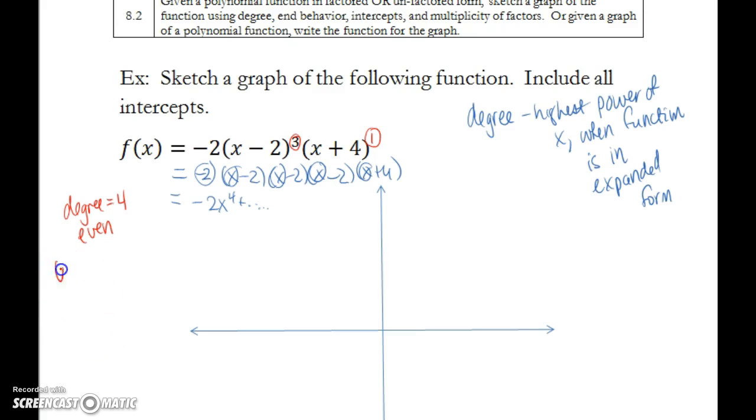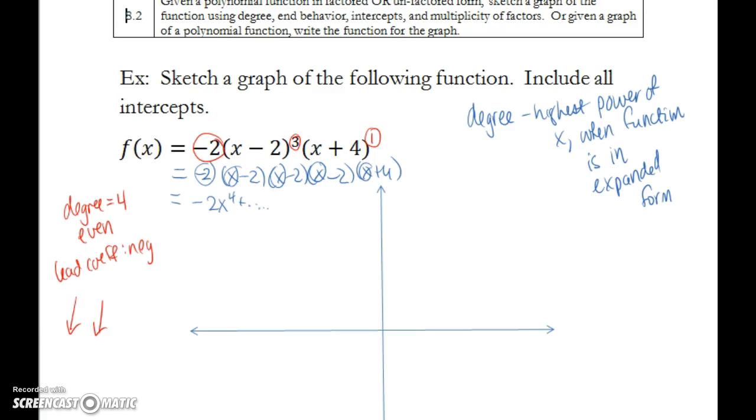Now we want to look at the leading coefficient. The leading coefficient is the number in front of everything, and that's negative. And in class we talked about how if the degree of a function is even and has a negative leading coefficient, both ends of the graph are going to point down. And we have this in a chart that we developed in class. So if you don't have that chart, please come see me. All right, so the left and right ends both go down, right?